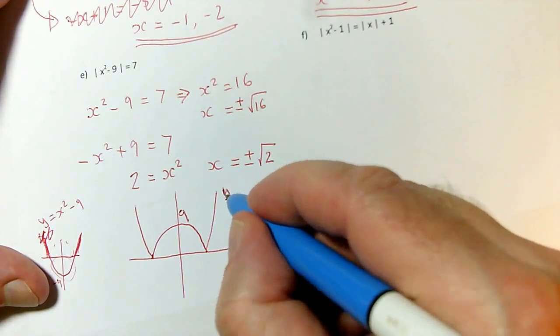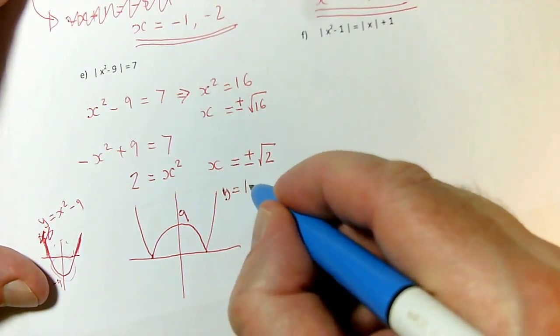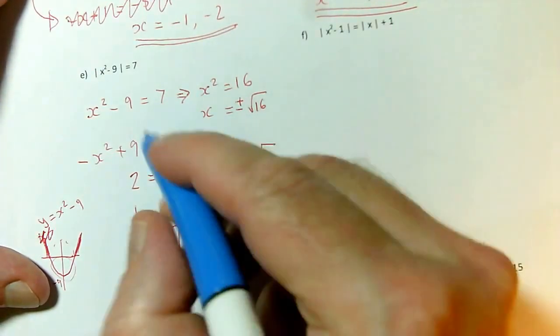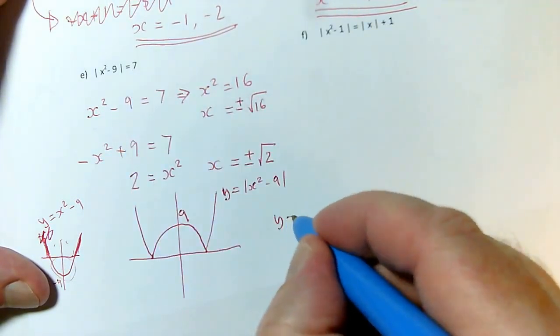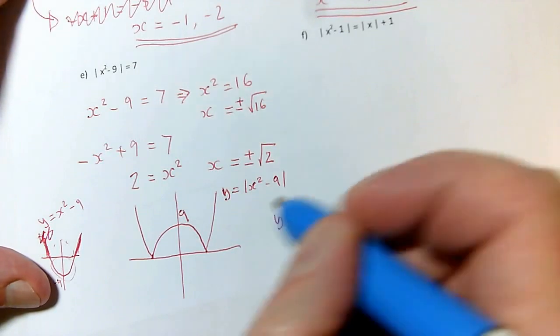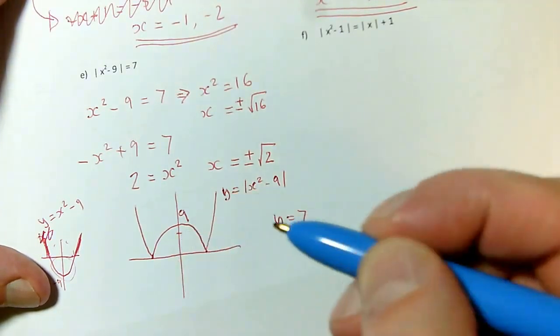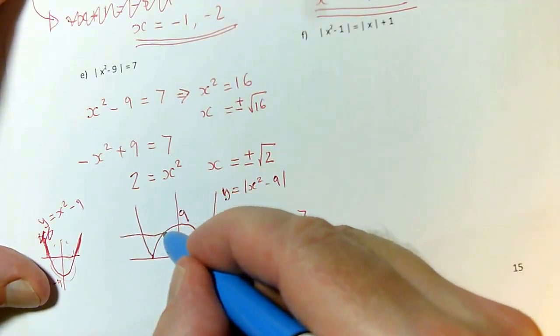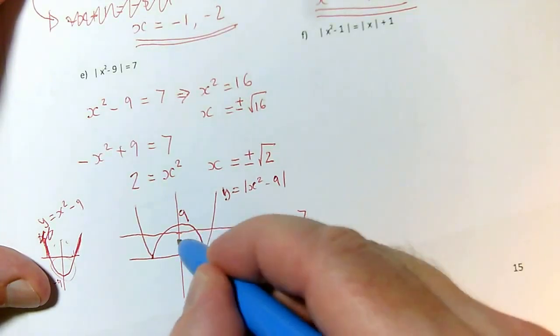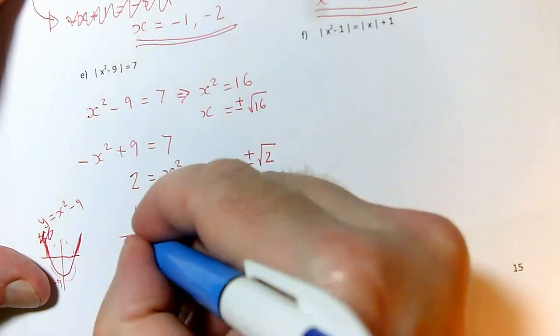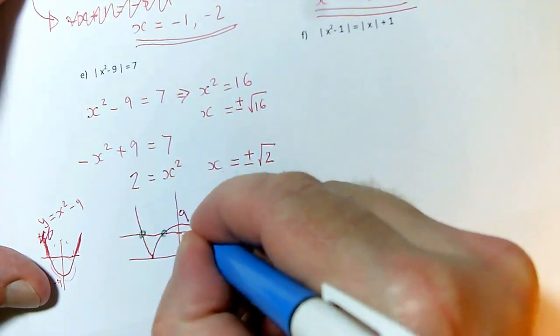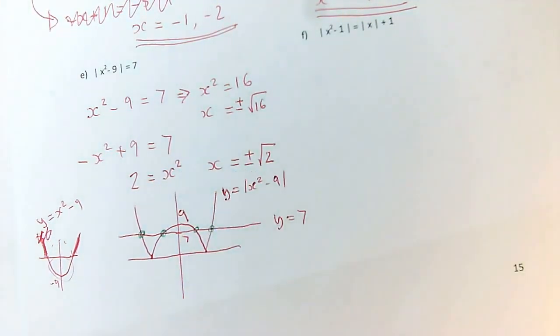So this is y equals the left-hand side. Y equals the modulus of x squared minus 9. So I've plotted this. I've got to plot the graph of y equals 7. Now y equals 7 is a horizontal straight line graph that critically goes through 7 on the y-axis. So it's a straight line that does that, and I can see, lo and behold, 1, 2, 3, 4 intersections. So the graph is a great reality check.